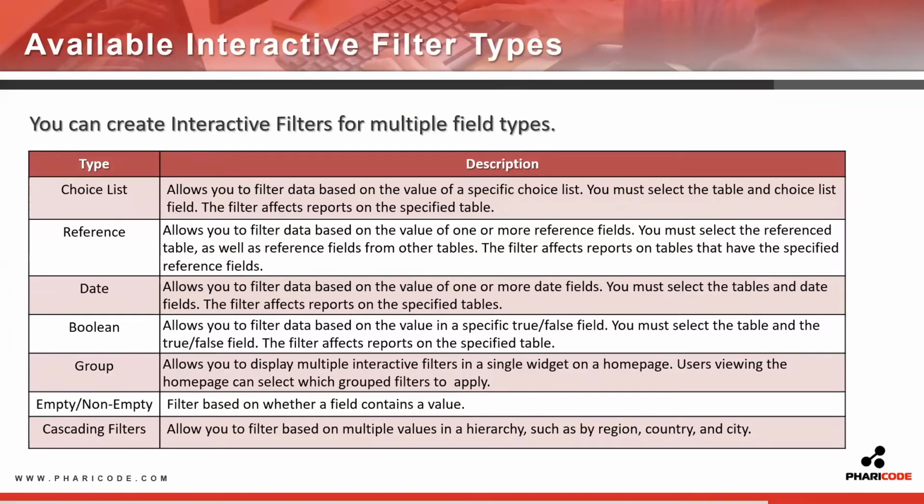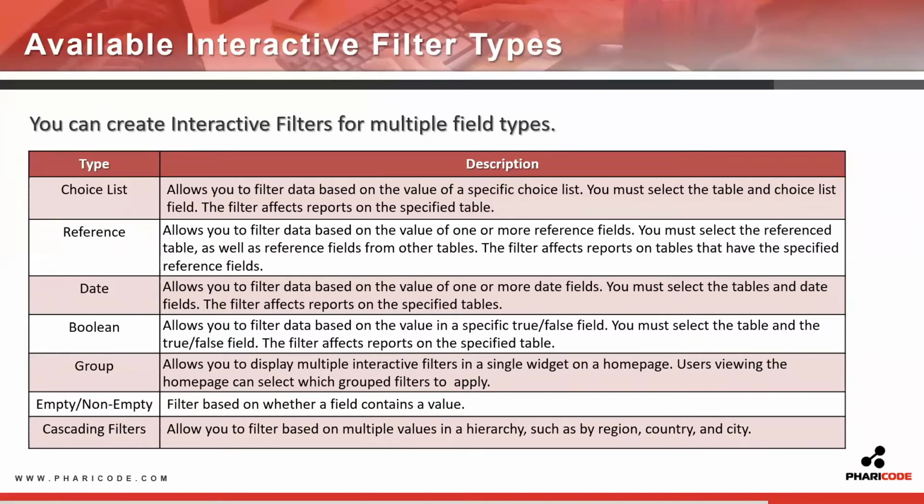So ServiceNow offers seven different types of filters that you can create. The selection is limited, so if there are other field types that you want to use to filter on, then you would need to create your own custom filters. But for the standard ones, you have choice, reference, date, and Boolean field types.